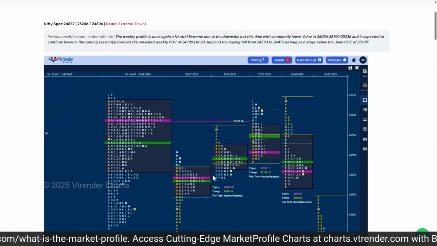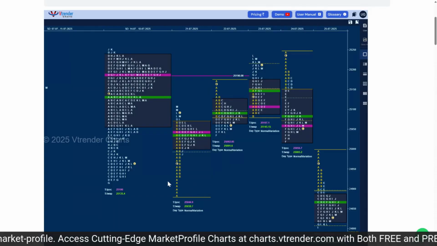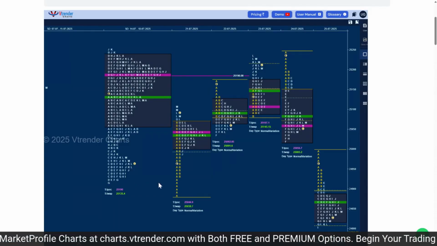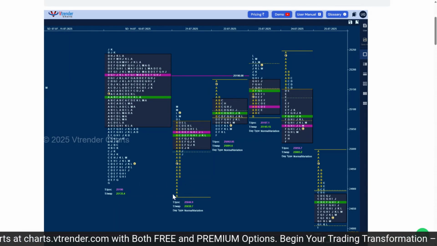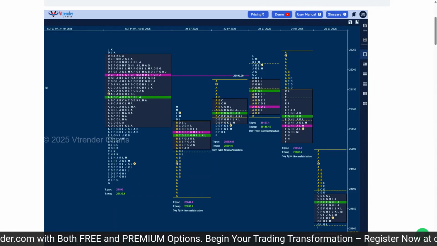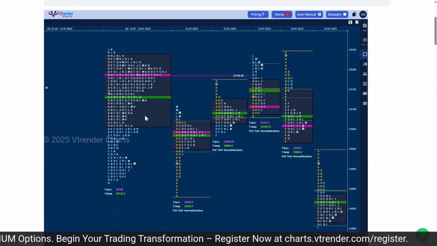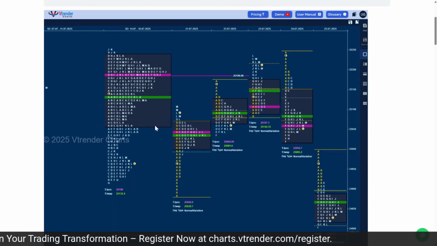So you can see how last week, if you see the daily chart, we opened lower, we probed below the previous week close, but we did not get supply. Because of that, we left an initiative buying tail. We got back into this weekly value. This weekly value, in spite of it being a neutral extreme profile, was a nice Gaussian curve.